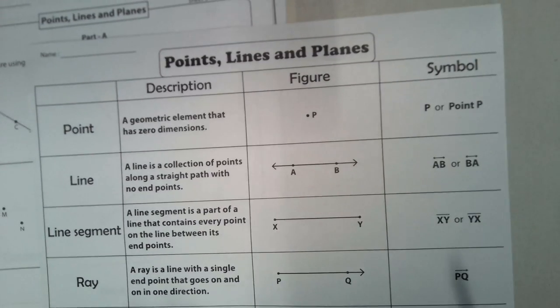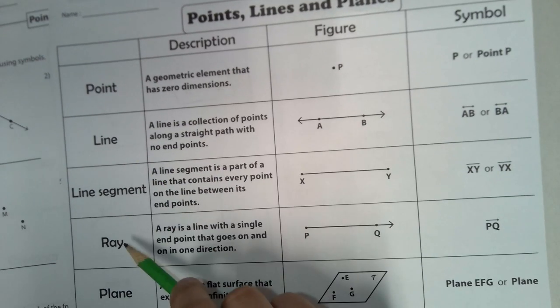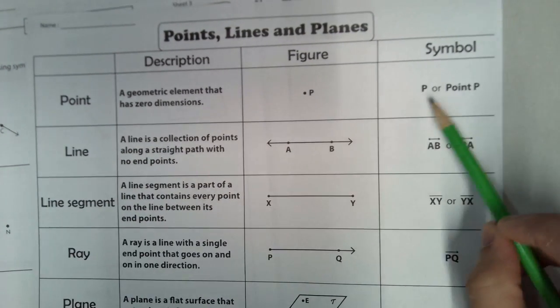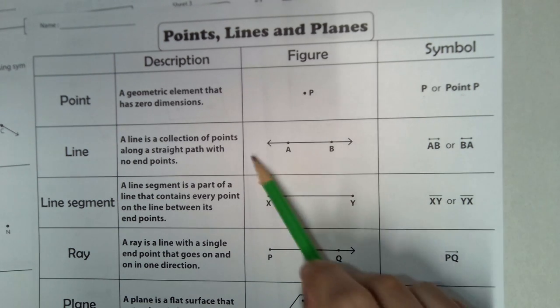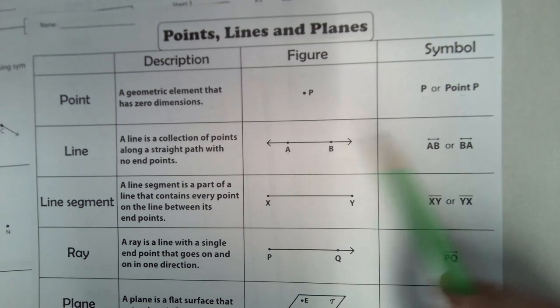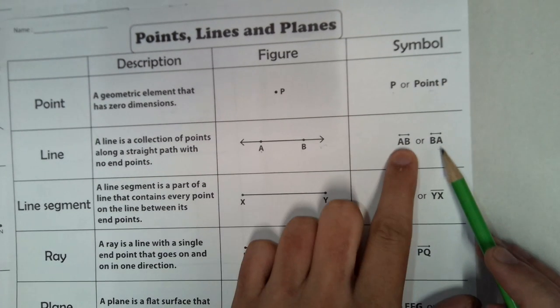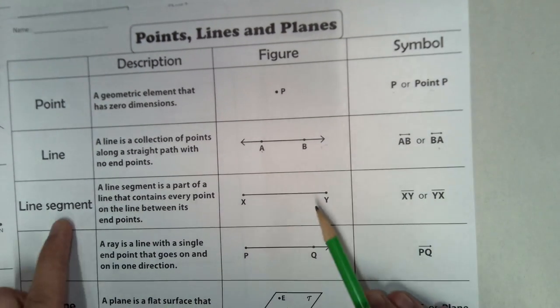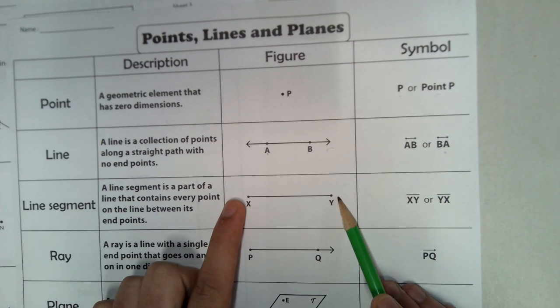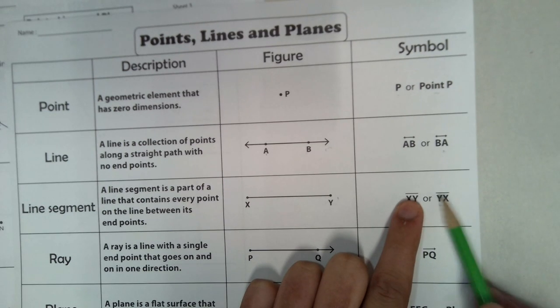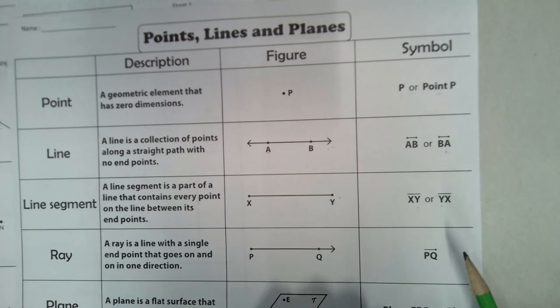So if you recall from yesterday's video, we have points, lines, line segments, rays, and planes. A point is just labeled with a capital letter. A line is labeled with 2 points and it has 2 arrows on it, and you can name it going either way. So this could be line AB or line BA. Line segment, no arrows, it's just a piece of a line. So we have either XY or YX with just a regular line with no arrows on top.